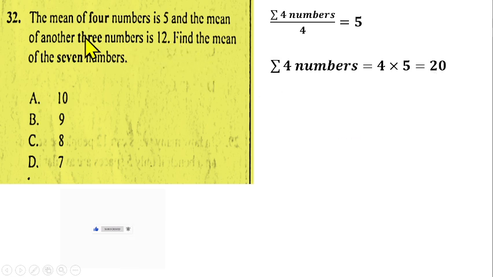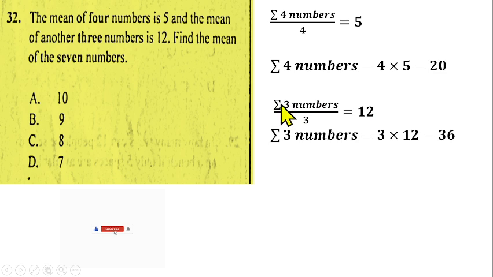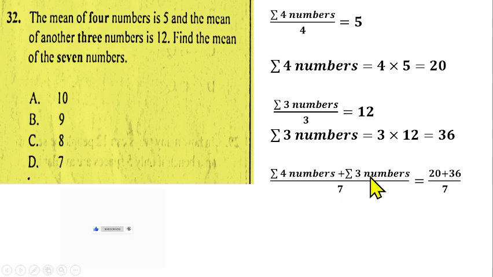For the second one as well, the mean of another 3 numbers is 12. That means if I sum those 3 numbers divided by 3 it will give me 12. I can now cross multiply to get the sum of the 3 numbers. So that gives us 36. So the mean of the 7 numbers will be the sum of the 4 numbers plus the sum of the 3 numbers over 7. That will be 20 plus 36 over 7. So that gives us 56 over 7, and that gives us 8, which is option C for question number 32.